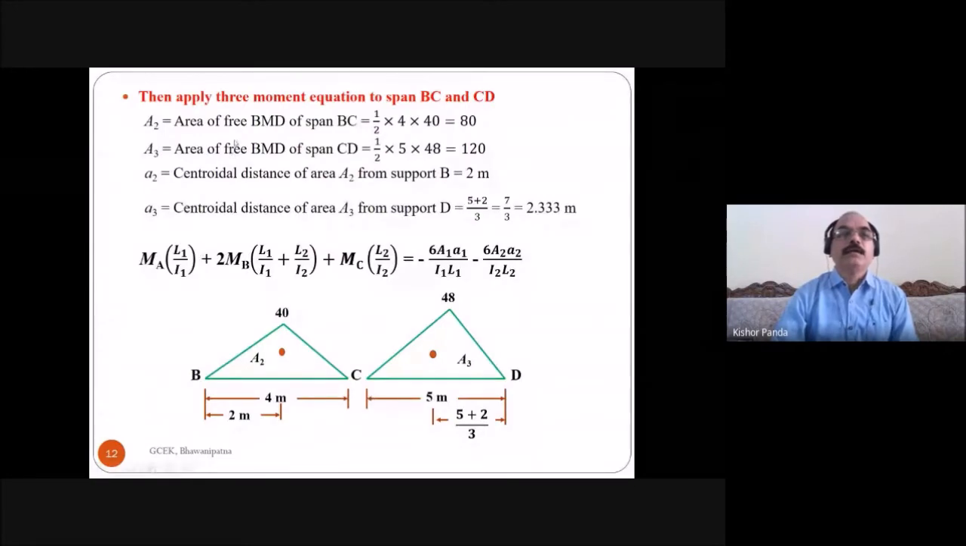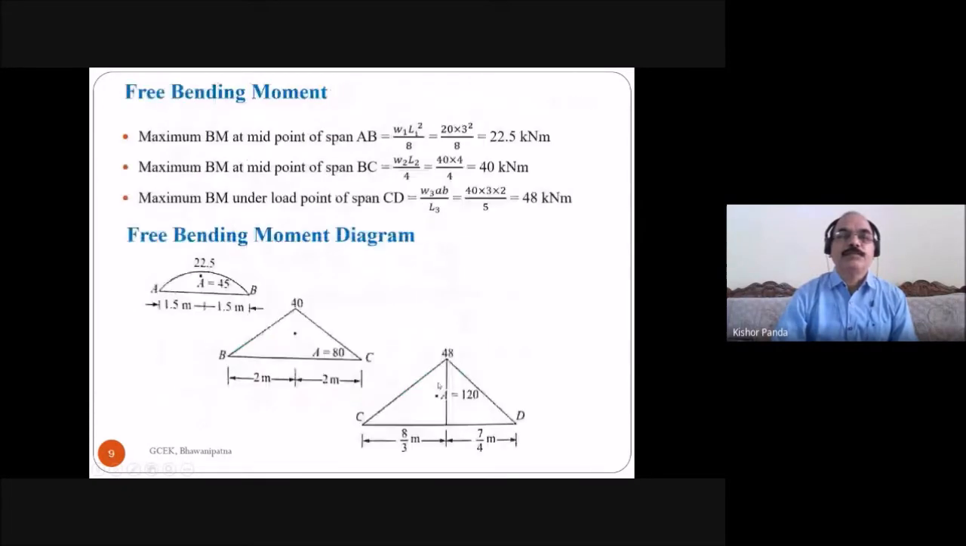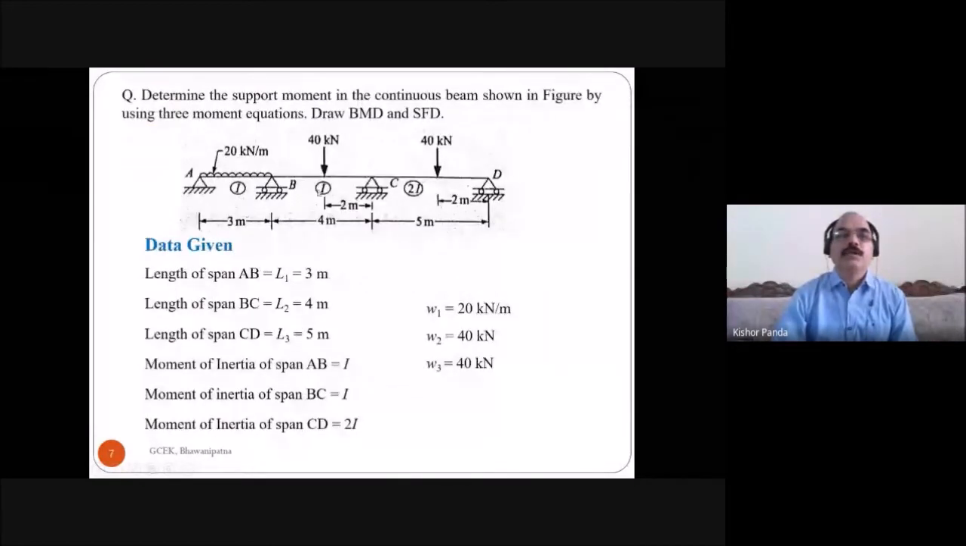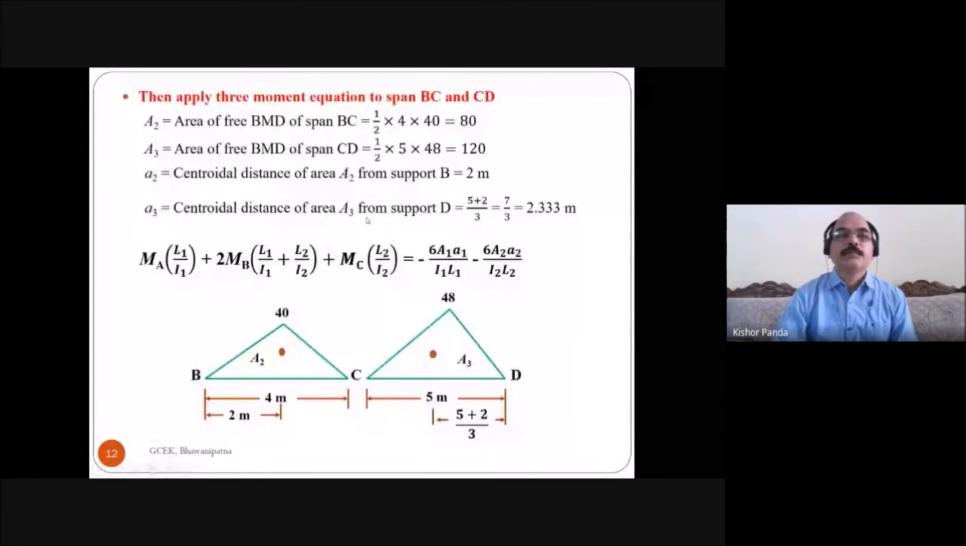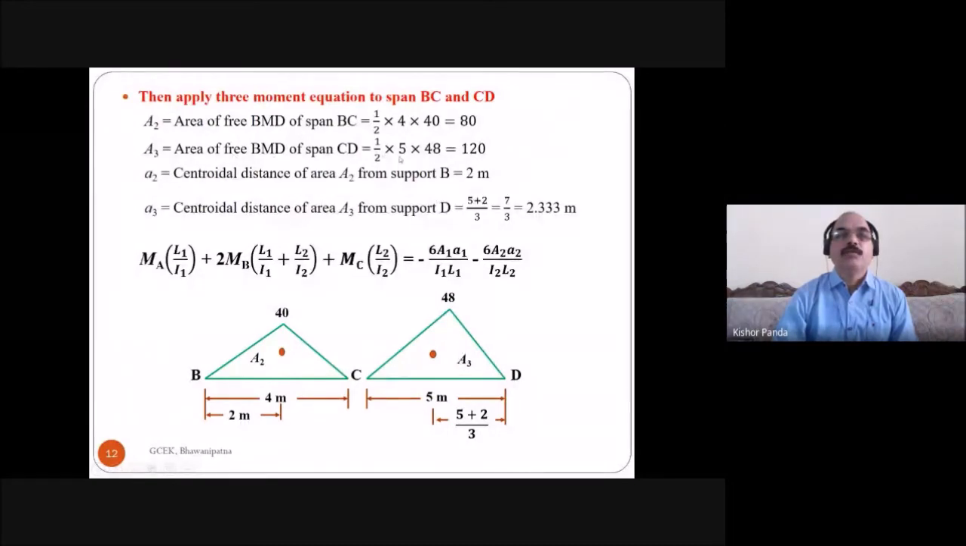Then apply Clapeyron theorem of three moments to the span BC and CD. You have to apply to the span BC and CD. Here, what is the area of BC? This area is the area of BMD of span BC, half into 4 into 40, 80. Then the area of this one is half into 5 into 48, 120.